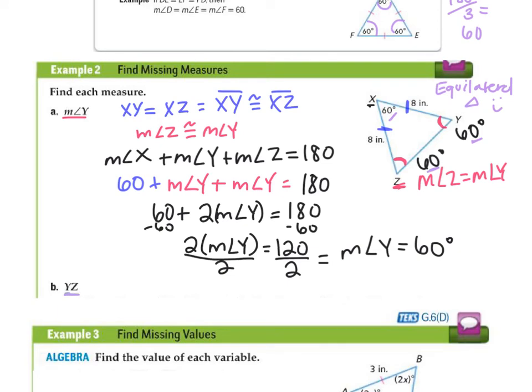Well, YZ is right here. We know that all three angle measurements are 60 degrees, okay? So since all three measurements are 60 degrees, we have an equilateral triangle. And what do we know about equilateral triangles? All sides are congruent, okay? So this last side is going to be congruent to this 8 inches. So it's 8 inches because we have an equilateral triangle.